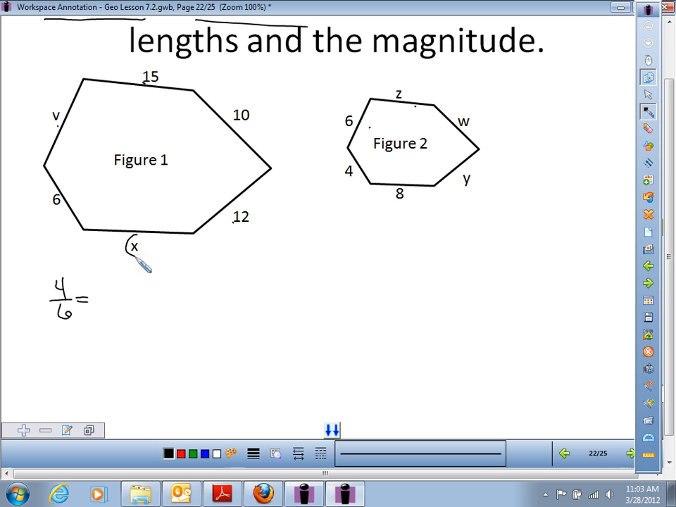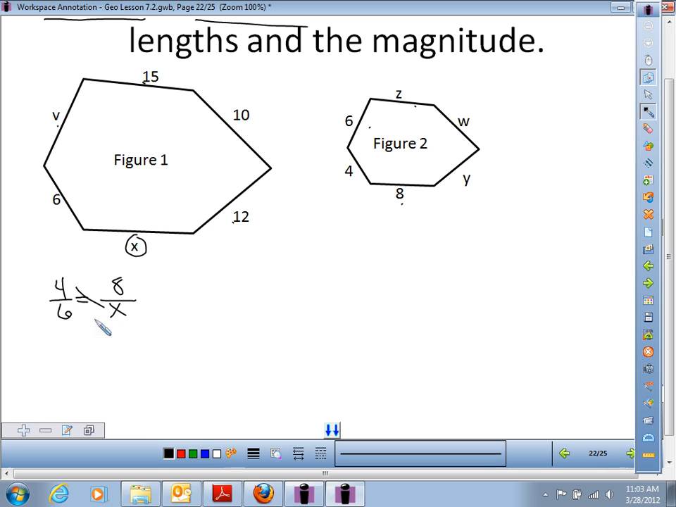So let's find x first. Over. What side's corresponding to x? Well, that would be 8. Now which one goes on top? I always say the smaller side on top. 8 over x. Now again, we cross multiply.